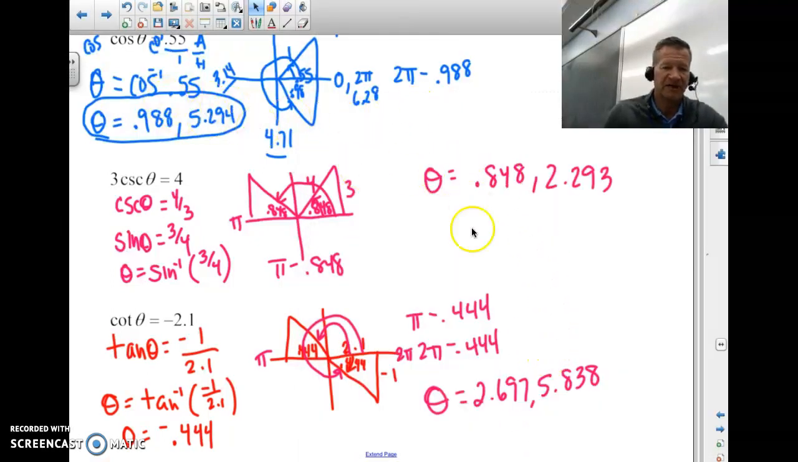And there you have it. So that's how you solve equations using your calculator. Good luck. Hopefully you understood this lesson.